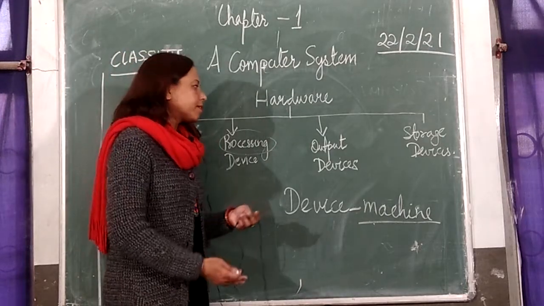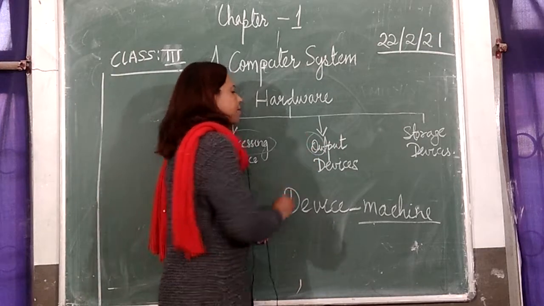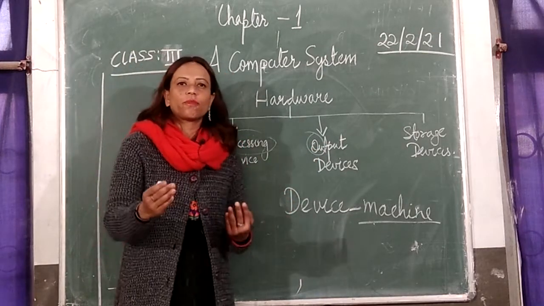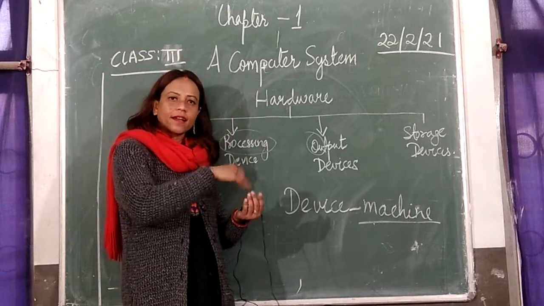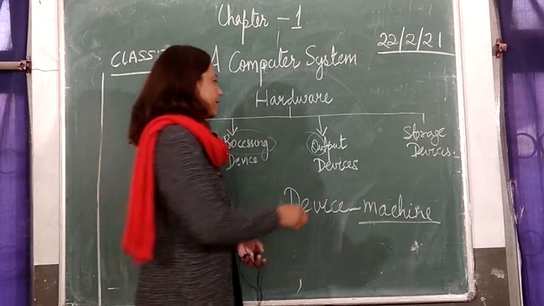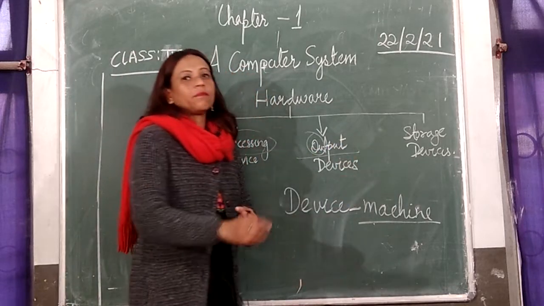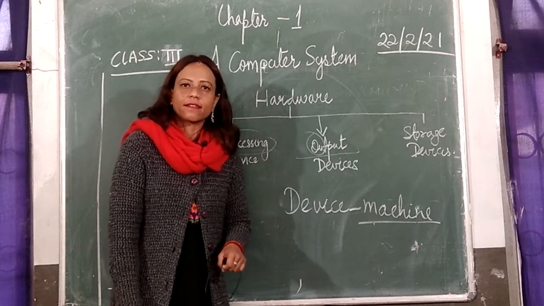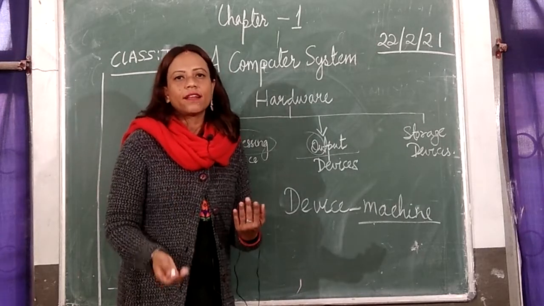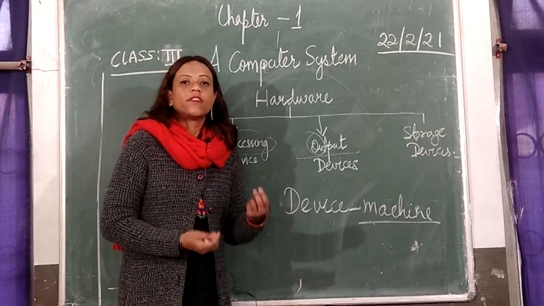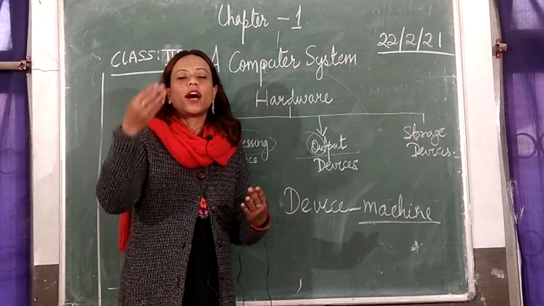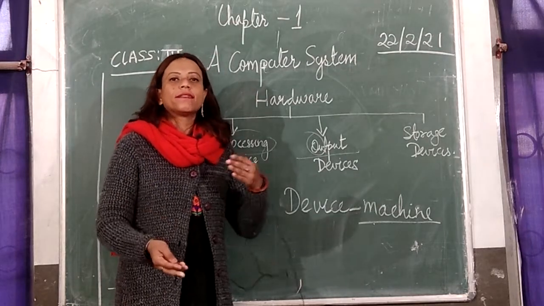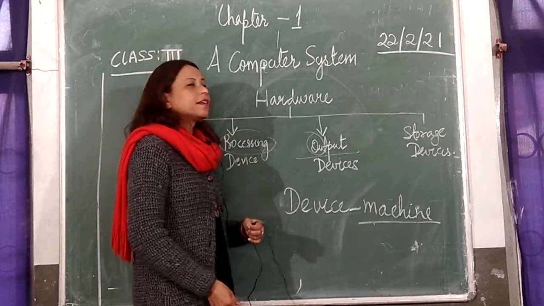This is called processing. Output, as the name suggests, is out, outside. It's just the opposite of input. Input means inside and output means outside. Something that comes outside is known as your output device. Now what is an output device? An output device is a machine which gives you the result. It shows you outside what is happening. You can see it outside. That is your output device.